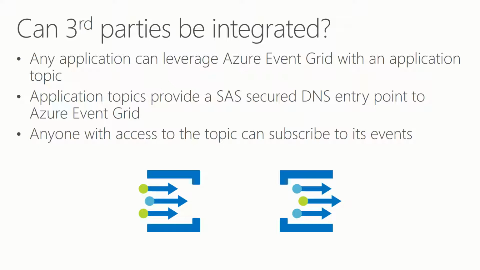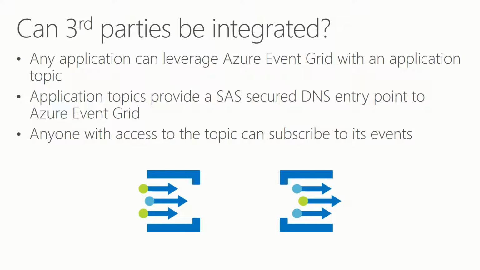So what you do is you just create an application topic. We give you a DNS and a SaaS key. And now you have a secure way of sending events, however you choose to define them, to Event Grid. And now anyone with access to this application topic, which you define, can create event subscriptions against that application topic just as though it was a native Azure publisher.